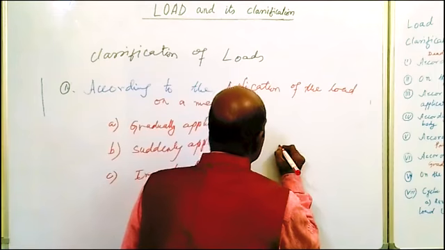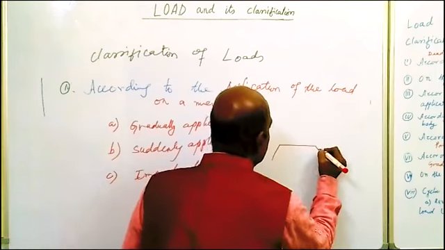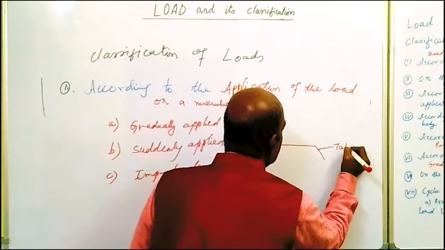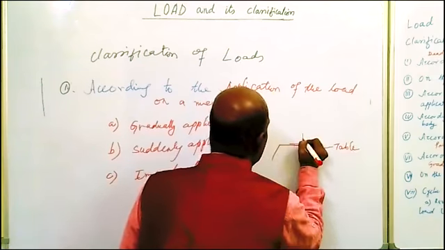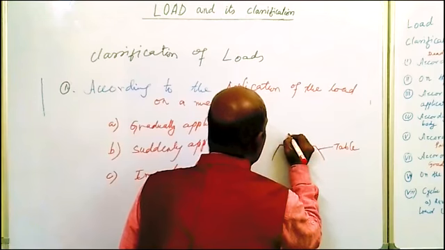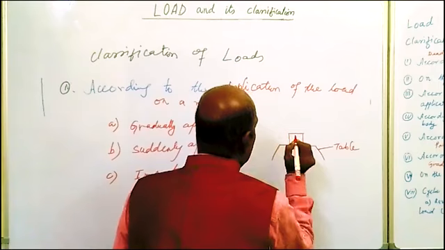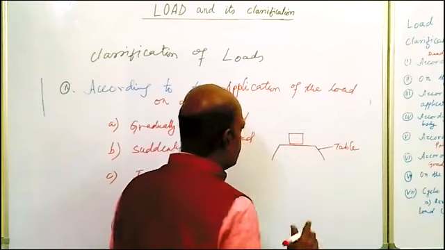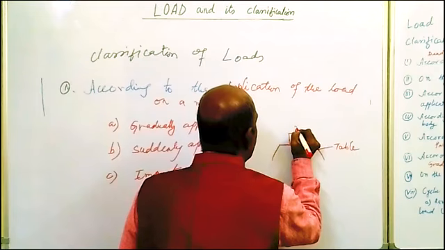Consider a table. This is the table, and a heavy load is suspended over the table. Just it is clear of the table, but it is over the table, and it is suspended with the help of a crane hook.